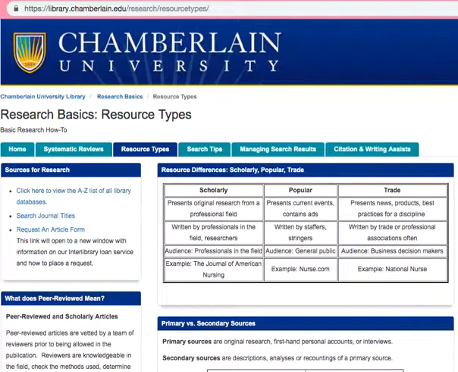So yes, this is a narrow definition of what we mean when we say scholarly, in terms of credibility, in terms of reliability, trustworthiness, authority. Got to know this stuff.